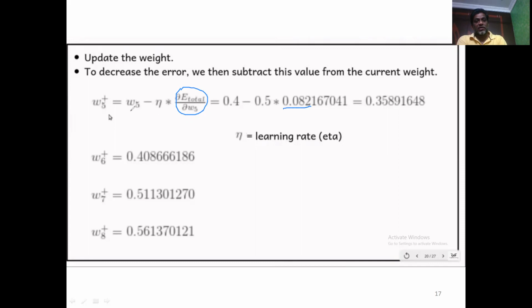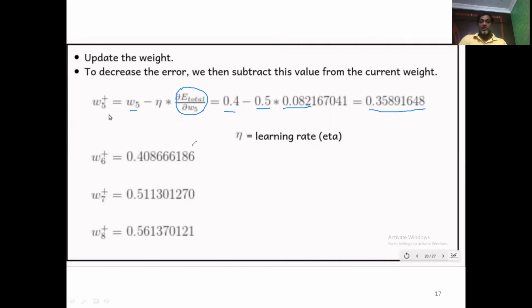Therefore, the original weight of W5 is 0.4 minus eta, which is assumed as 0.5 at the beginning, multiplied with dou E total by dou W5. The final value of the updated weight is 0.3589. So in place of 0.4, now it is 0.3589. Don't substitute it directly until you get all the weights updated. Only then does the neural network assume these changed weights.